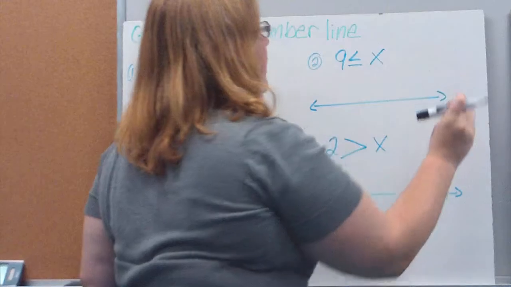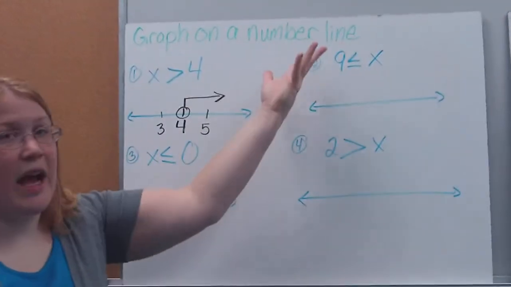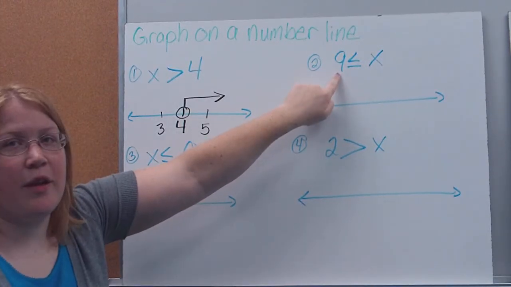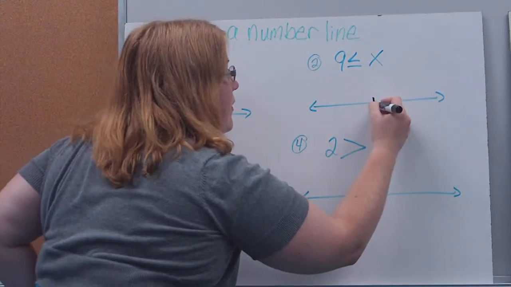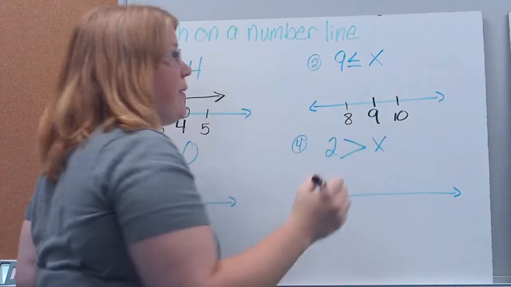All right? I'm going to erase that. I don't want to confuse anyone. But yes, so keep that in mind. You can flip the order as long as the sign flips along with it. So over here, this is always the number that I'm going to mark on my line. I need a 9, and then I'm just going to fill in a couple of numbers around it.